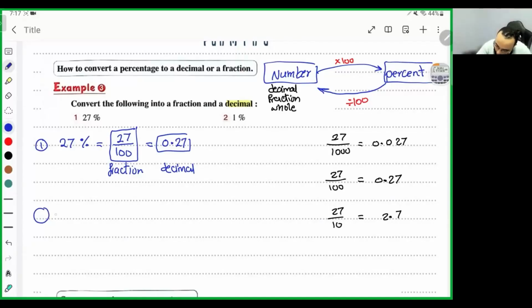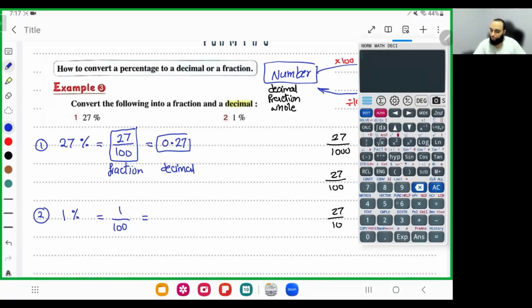We have 1%. Convert into decimal. Then you have to divide by what? Like the previous, we divided it by 100. So it's 1 over 100. As a decimal, 1 over 100 equals what? If you don't know, do it on the calculator. 1 over 100. Press equal. And then, if it is a fraction like that, press SD.